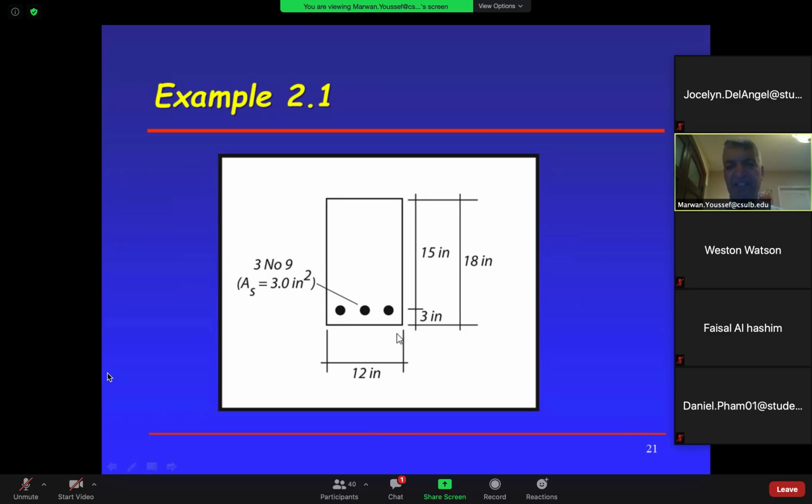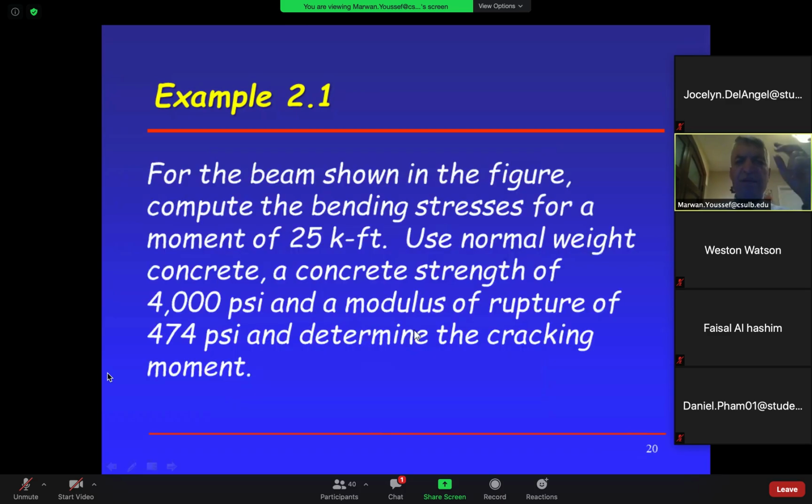So that's all given. He's asking me, for the beam shown in the figure, to compute the bending stresses for a moment of 25 kip-feet.